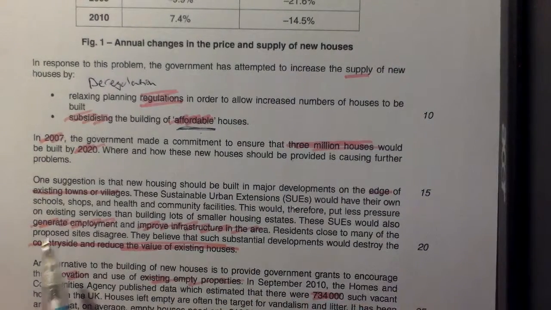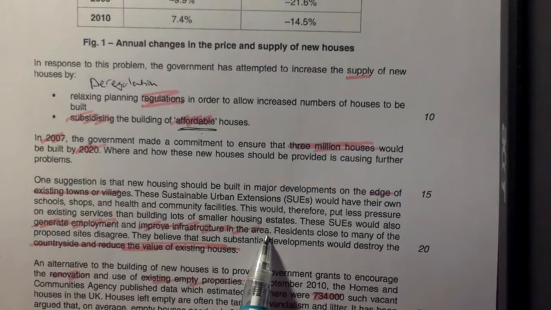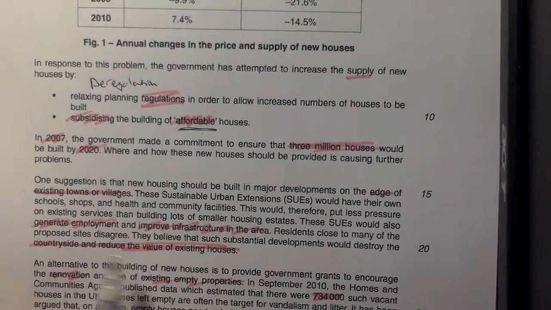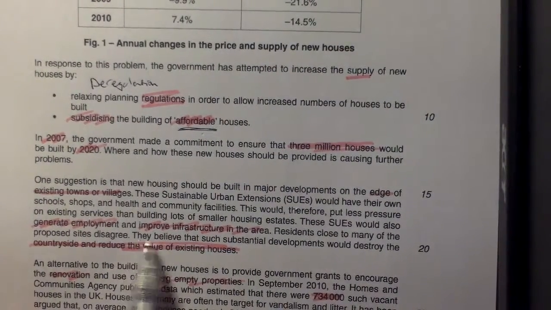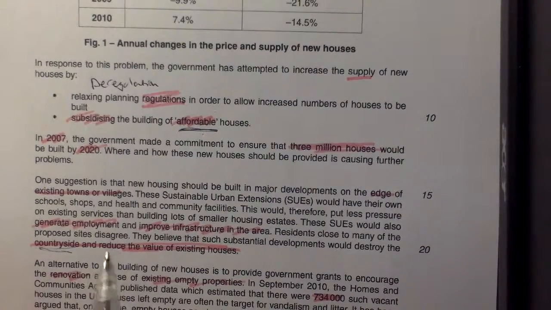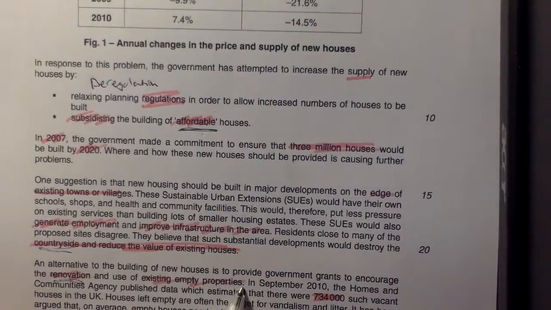These SUEs would also generate employment, we've got a positive externality there, and improve infrastructure in the area, again another positive externality. It's kind of an external economy of scale for businesses. Residents close to many of the proposed sites disagree, so we've got a third party here. They believe that such substantial developments would destroy the countryside, so you've got blight or visual intrusion, and reduce the value of existing houses. An alternative to the building of new houses is to provide government grants to encourage renovation, so taking old properties and improving them, and the use of existing empty properties.